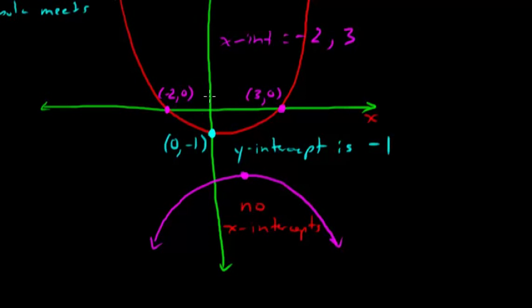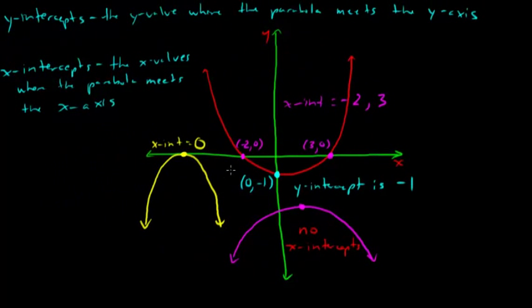The only time you will have one x-intercept is when the parabola's maximum or minimum, or its vertex, is exactly on the x-axis. So I shouldn't say never, but the only time you have one x-intercept is when the vertex is on the x-axis. So in this case, the x-intercept would be 0. You will always, always, always have a y-intercept.